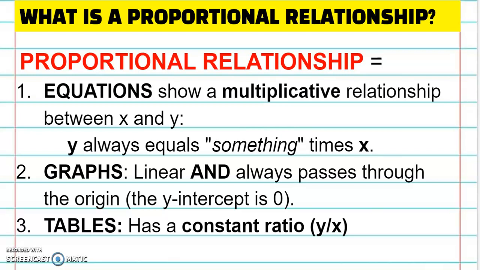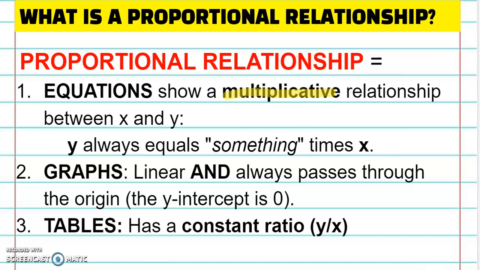Equations show a multiplicative relationship. That's just a fancy way of saying multiplication. Our equation is always going to be y equals something times x. We're going to find out what that something is, but that's what we're looking for in equations: y equals something times x.